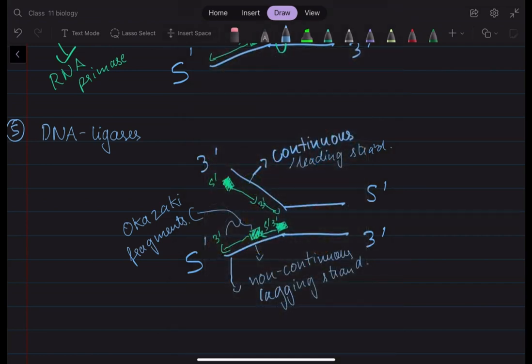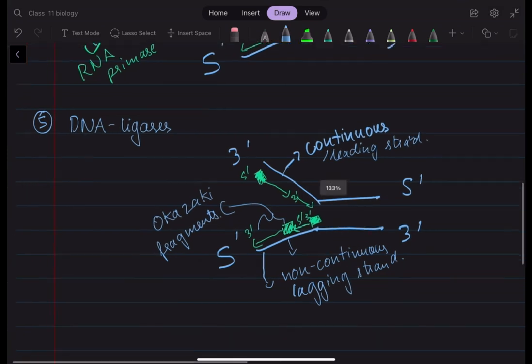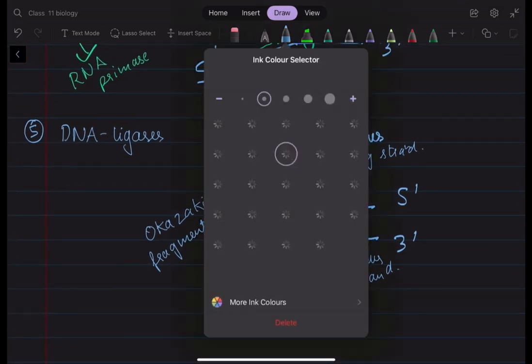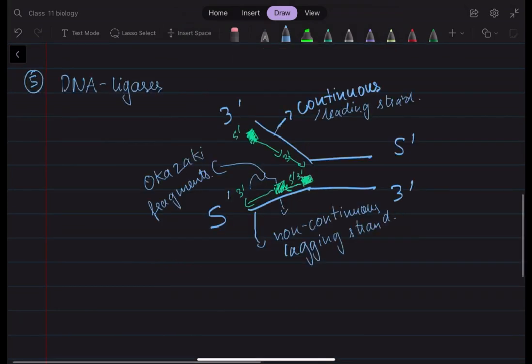Now this process is continued until the entire DNA has been replicated. Okay, so after that we have these Okazaki fragments, right? So to join these fragments, we have an enzyme called DNA ligase. This enzyme joins the fragments and makes it continuous at the end of the replication.